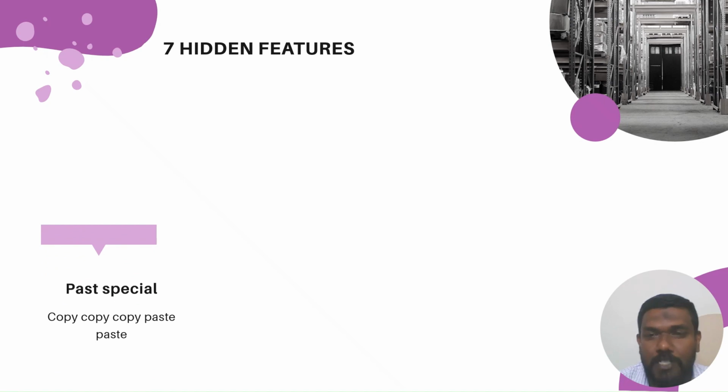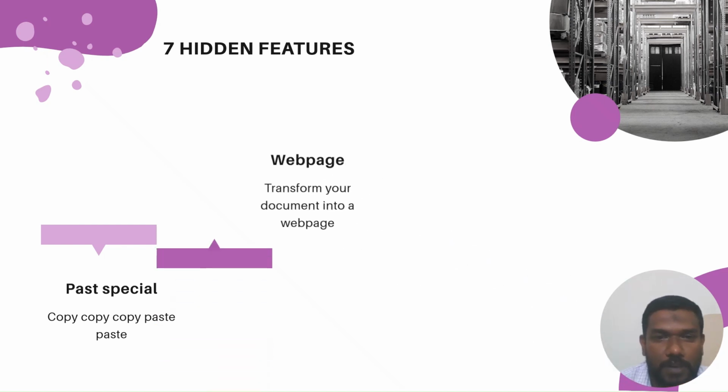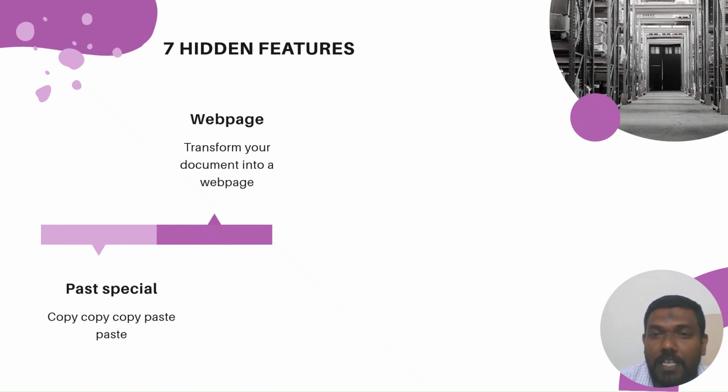Next one is paste special. Now most of us will be copying data. We're going to see what to do if you're selecting a lot of information and you want to copy certain information, so you keep a repository of what you want to paste, and then paste special. And of course convert your document to a web page which can be easily accessed by others.